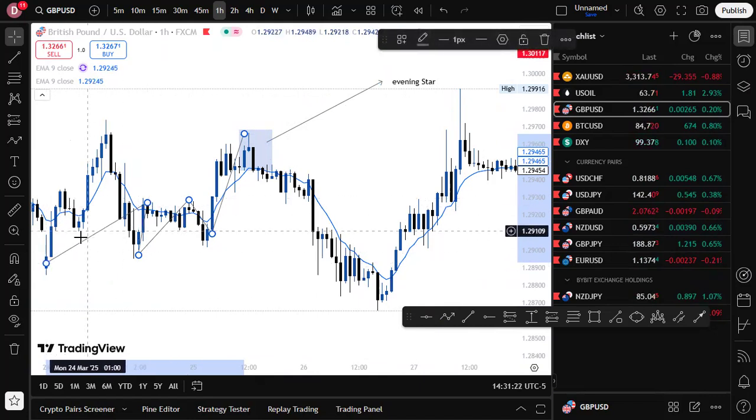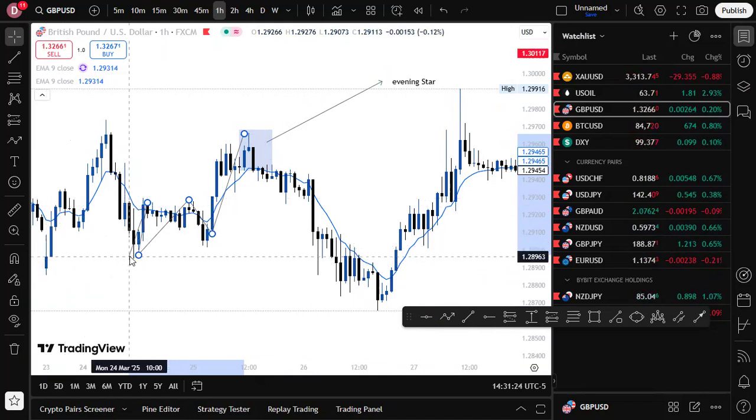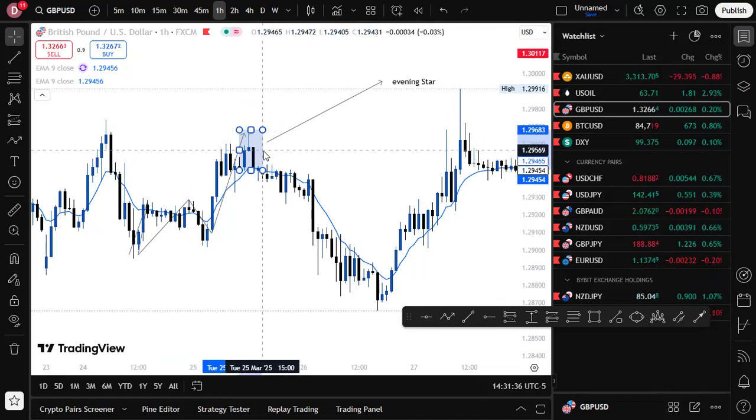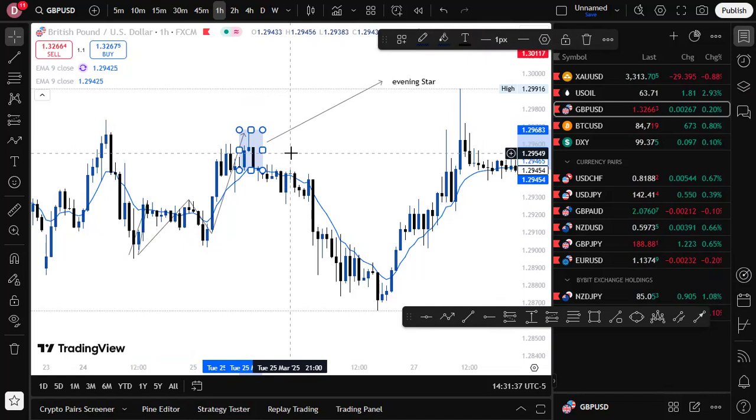So price was actually pulling up, right? Price was pulling up here, and then this evening star happened at the top of an uptrend. When it happens at the top of an uptrend, it signifies that a reversal is about to happen in the market.